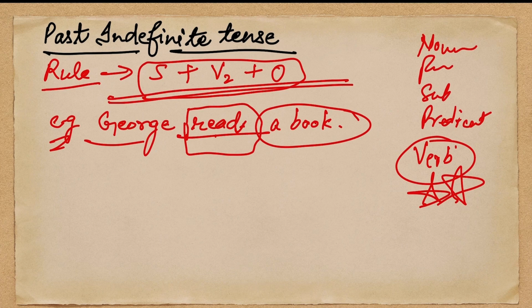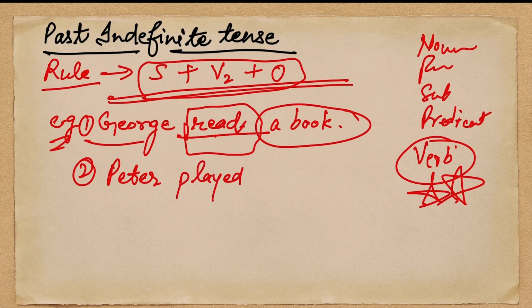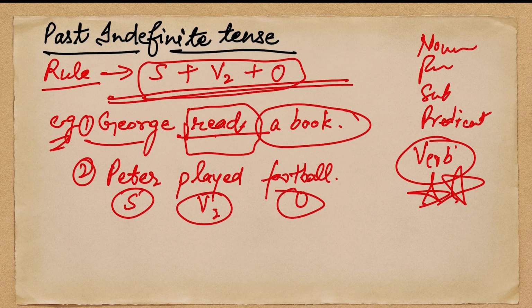Taking another example, like Peter played football. So this is the subject, this is the second form of verb, and this is our object. So simple rules are there in the past indefinite tense.